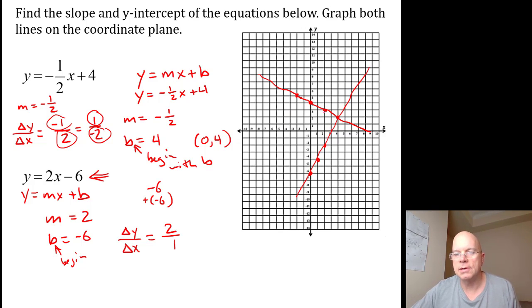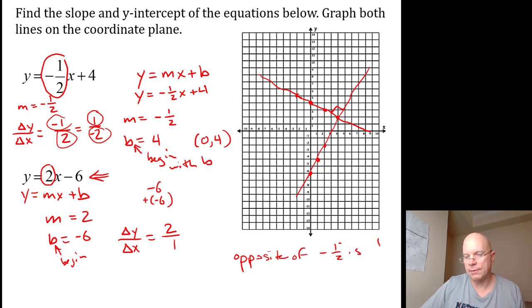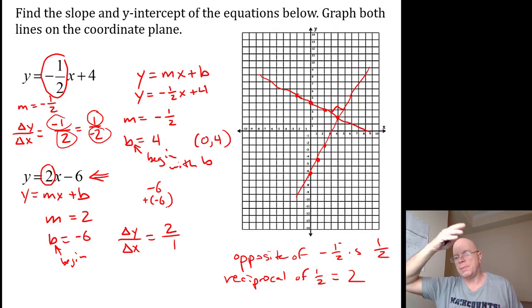Not only do they intersect, but they intersect at right angles. That will rarely happen, but it does happen when your slopes are negative reciprocals, opposite reciprocals. Like the opposite of negative 1/2 is 1/2. And then when you take the reciprocal of 1/2, you get 2. So if you flip the fraction and take the opposite sign, you'll get perpendicular lines.